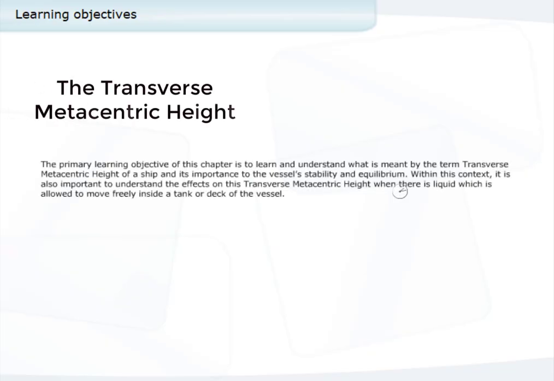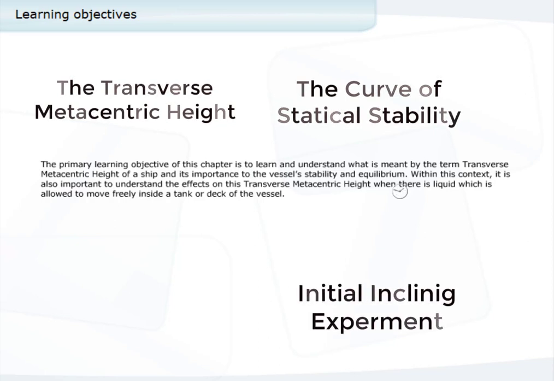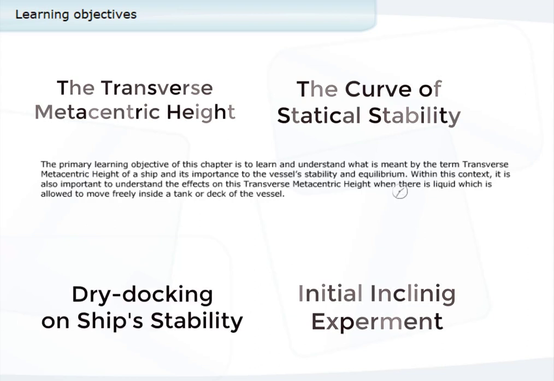The primary learning objective of this chapter is to learn and understand what is meant by the term transverse metacentric height of a ship and its importance to the vessel's stability and equilibrium. Within this context, it is also important to understand the effects on this transverse metacentric height when there is liquid which is allowed to move freely inside a tank or deck of the vessel.